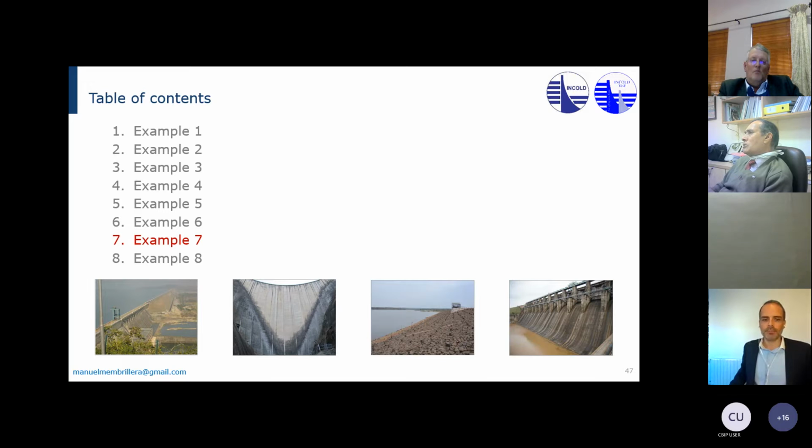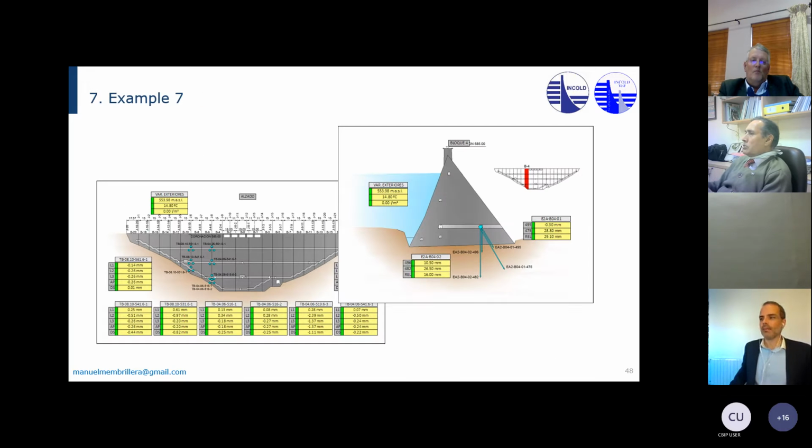And very quickly, this example is another gravity dam. This is not RCC, so this is conventional vibrated concrete. You can see lots of galleries, 1, 2, 3, 4, and 5 levels. You can see lots of galleries all over the dam.